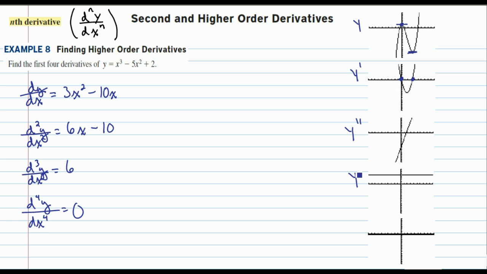So y triple prime is going to look like that. A horizontal line whose y value is always 6. Then its derivative, since it's a horizontal line, it always has slope 0 all the way across. So the fourth derivative is going to be the line y equals 0, and that is it.